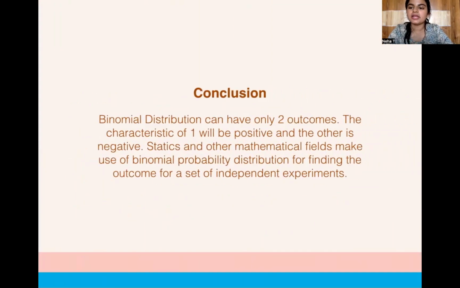So coming to the end of the video, binomial distribution can only have two outcomes. The characteristic of one will be positive and the other negative. Statistics and other mathematical fields make use of binomial probability distribution for finding the outcome of a set of independent experiments. So this is all about today's video. We learned about binomial distribution, the formula, properties, how to find mean, derivation for mean, standard deviation, variance, everything.